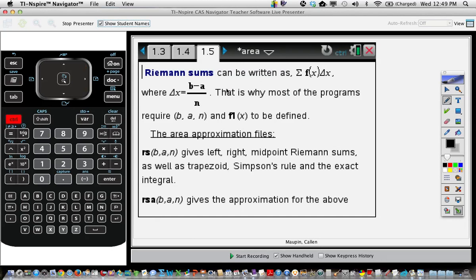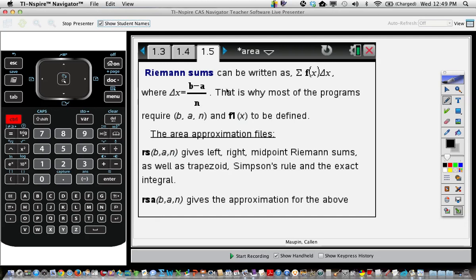Now, right there, it says RS parentheses B comma A comma N. That stands for Riemann sum. That's just a little sub-program, or a little function if you will, with those inputs that will do it for you also. It will give you the left, right, midpoint, and trapezoid, and it'll actually give you exact answers, which is usually a pain. We'd rather have decimals, so you've got to remember to hit control enter.